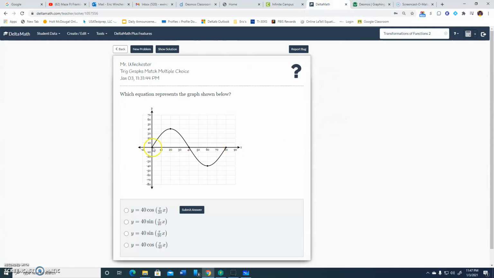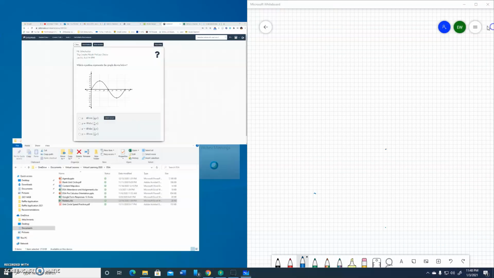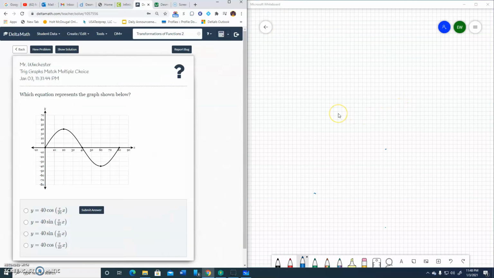All right, so here we can see that because it starts at the midline, we can narrow our choices down to sine. Second of all, the only other option it gives you now, we have to determine what the b is. So I'll pull this up and I'll work through an explanation. So let me do this. And there we go.